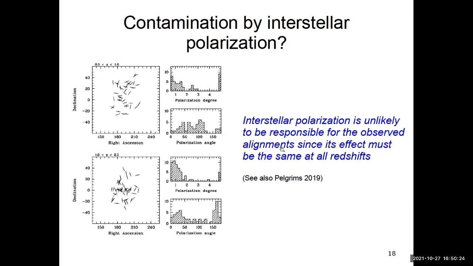The interstellar polarization, which is in our galaxy, is unlikely to be responsible for the observed alignment because its effect must be the same at all redshifts. So we would expect the same alignment at low and high redshift, which is not observed. If there is contamination, for example at low redshift, and if we correct for it, we have an even stronger effect at large redshift.